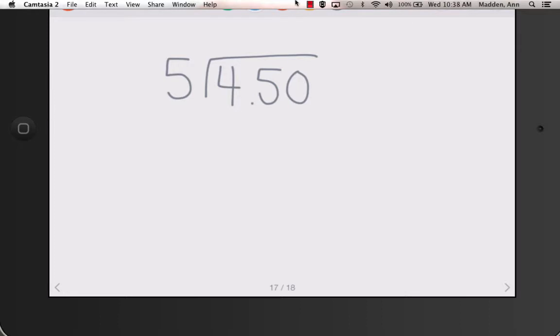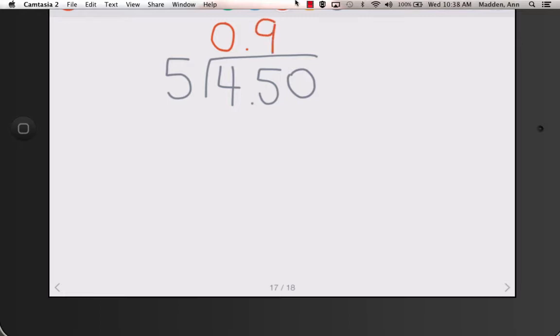Your next problem that we'll be doing together is 4 and 50 hundredths divided by 5. Remember they said in the video, could I erase this 0? Is that still the same problem? It is. Either way would work. First thing I need to remember to do is bring up my decimal. 5 goes into 4 0 times. 5 goes into 45 9 times.